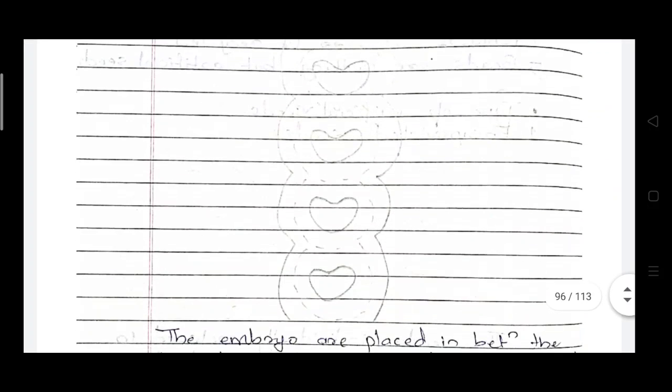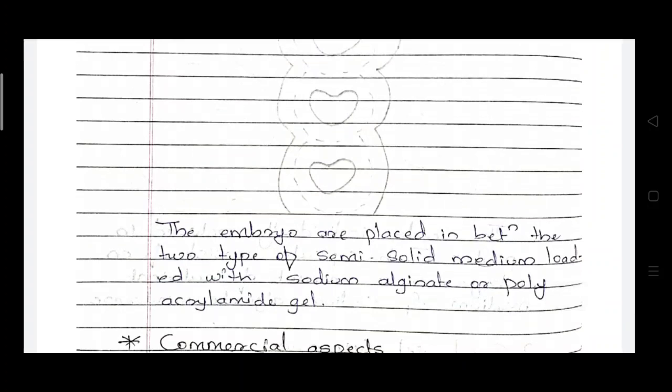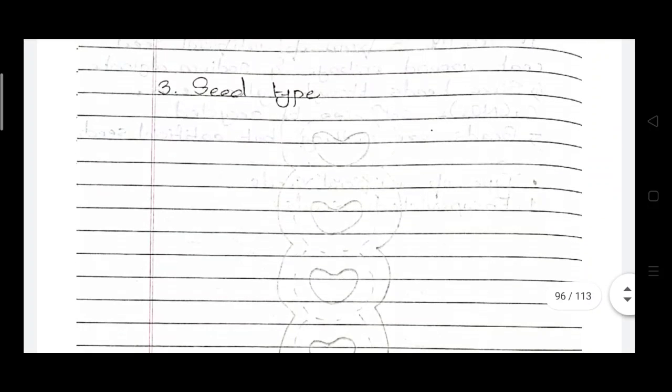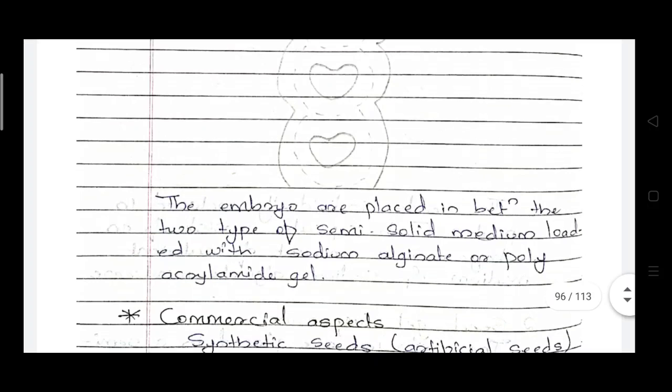Then, in the seed type, the embryos are placed in between two types of semi-solid medium loaded with sodium alginate or polyacrylamide gel. So in these seed types, we can use two mediums. The first one is the sodium alginate or polyacrylamide gel. This gel or sodium alginate will make the capsule or membrane around the seeds.